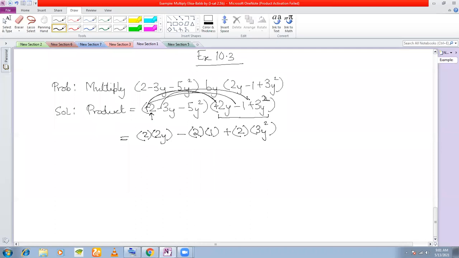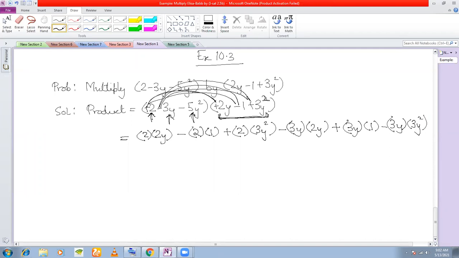Again, you have this minus combining with this plus to give you a minus 3y into 2y. You have this minus combining with this minus to give you a plus 3y into 1. Again, you have this minus combining with this plus to give you a minus 3y into 3y square. Okay, so this 2 I have multiplied with all of these. This 3y I have multiplied with all of these. What is left? Only this one is left, right?